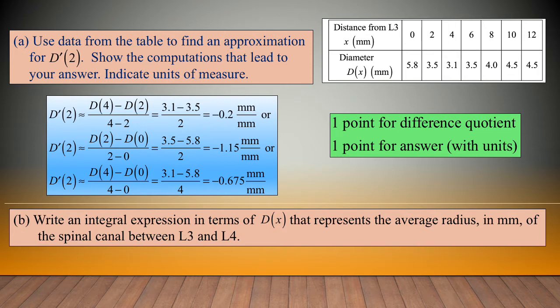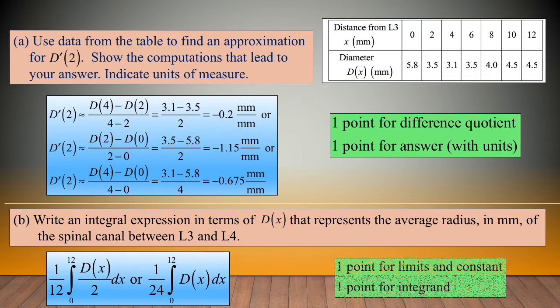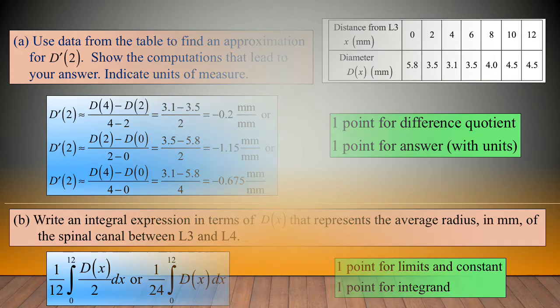Part B asks, write an integral expression in terms of d(x) that represents the average radius in millimeters of the spinal canal between L3 and L4. This is an average value of a function problem, and therefore the answer is 1/12 times the integral from 0 to 12 of d(x)/2 dx. We divide by 2 because we're interested in the radius. And we can write this as 1/24 times the integral from 0 to 12 of d(x) dx. 2 points for this problem, 1 point for the limits and constant, and 1 point for the integrand.